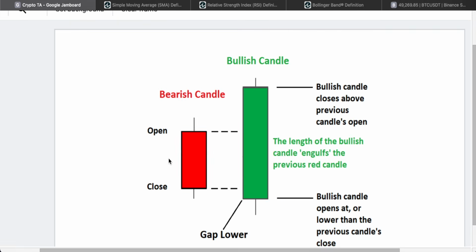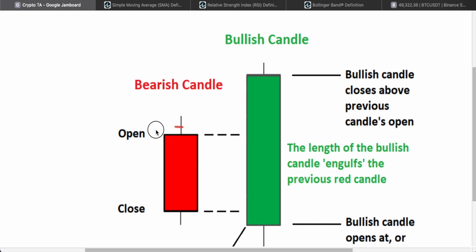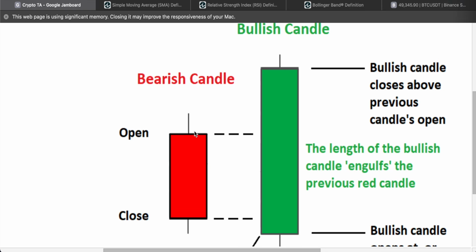What is this part though here, this kind of wick right here? Well, this tells us the intra-time period trading. What this means is that the price opened up right here. That was the entry price. During the time period, the price went up here to this level. It also fell all the way down here to this level right here, as you can see. So during the time period, the price was actually from this level all the way up to this level.